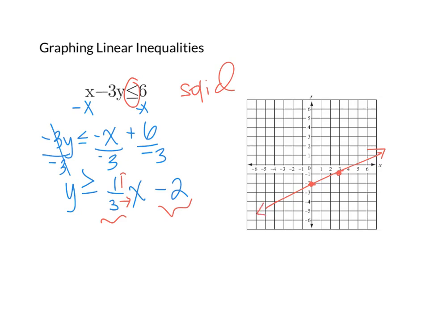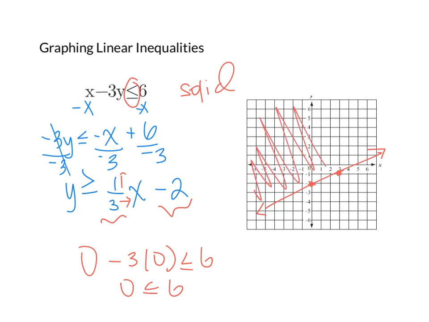And since it does not go through 0, 0, I can actually test 0, 0. So I know that 0 minus 3 times 0 is less than or equal to 6. 0 minus 0 is less than or equal to 6. Is this true? Yes, it's true. So I'm going to actually shade the upper portion of this graph. Since I already solved for y, you can also see that y is greater than this equation. So that means if I see greater than, I can automatically shade up. So either is fine. They both work.